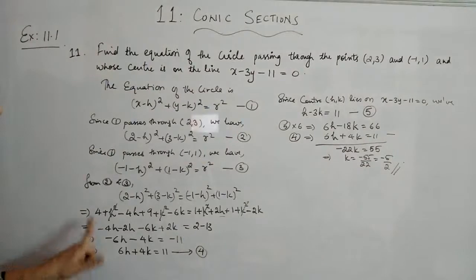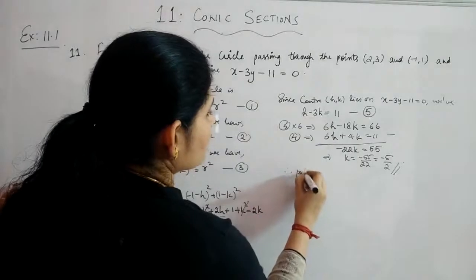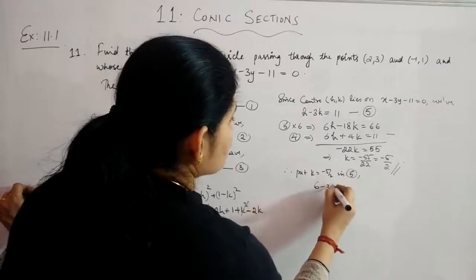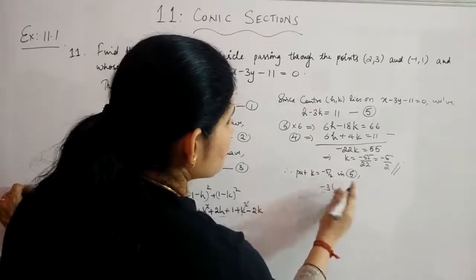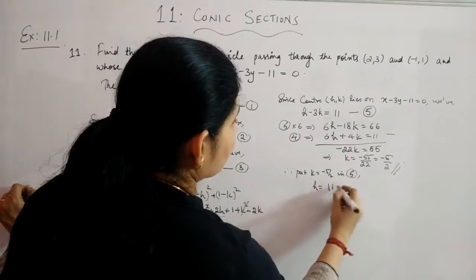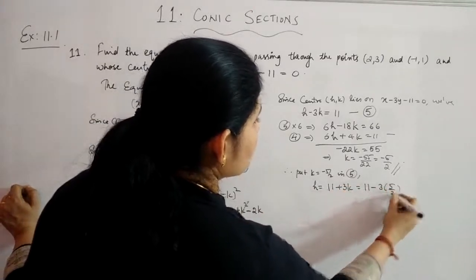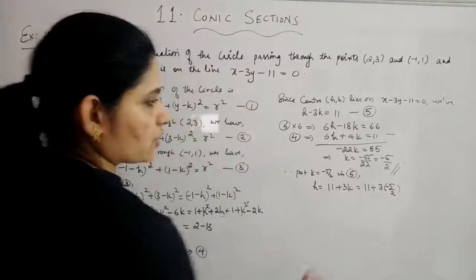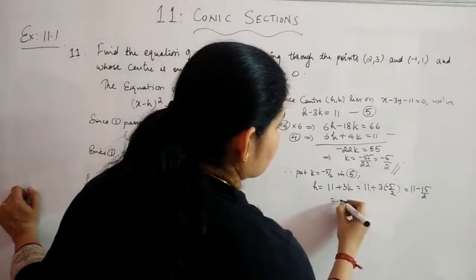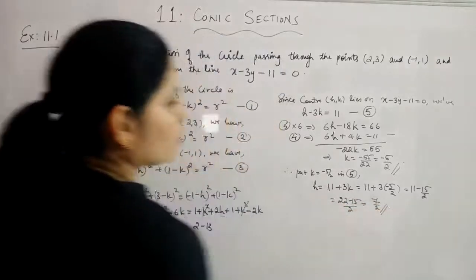Now you have to find out what is h. You can replace in any of the equations. This is simple. So putting the value of k as -5 by 2 in equation number 5, you will get h - 3k = 11. So you will get h = 3k + 11, that is 11 plus 3 into -5 by 2, right? So you are getting 11 - 15 by 2, that is 22 - 15 by 2, or this is 7 by 2. So the value of h is 7 by 2.